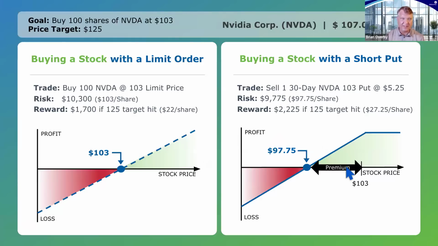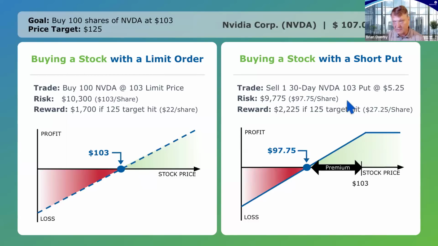All right, so this was a scenario that actually could have happened in the marketplace. We're looking at buying 100 shares of NVIDIA at 103. Our target price for the stock was 125; that was our outlook on the underlying. NVIDIA at that time was trading at 107, and as you know, NVIDIA went down below that. So if you're buying via limit order, your target price is 103, right? That's where you want to buy it.